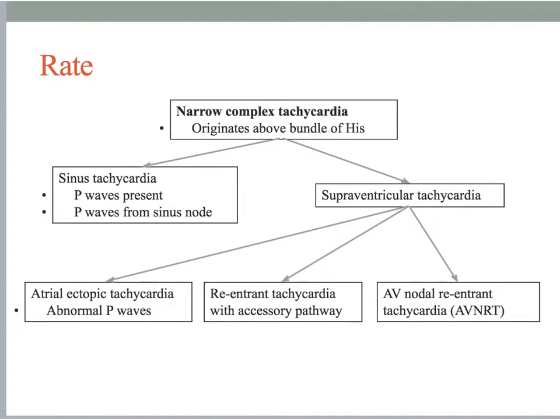Supraventricular tachycardia can be caused by atrial ectopic tachycardia, in which you will see abnormal P waves, or a reentrant tachycardia with no P waves, either a reentrant tachycardia with accessory pathway or AV nodal reentrant tachycardia.